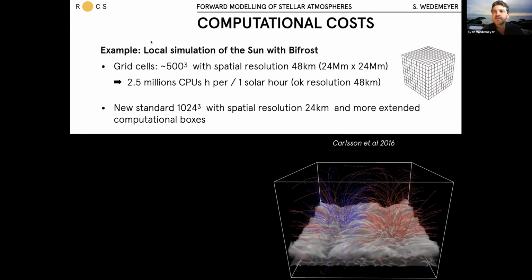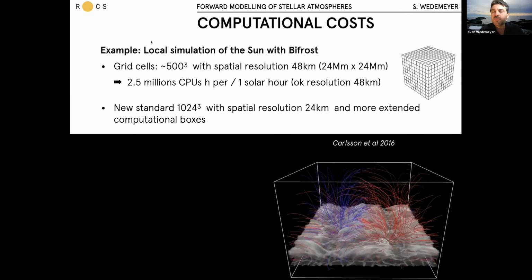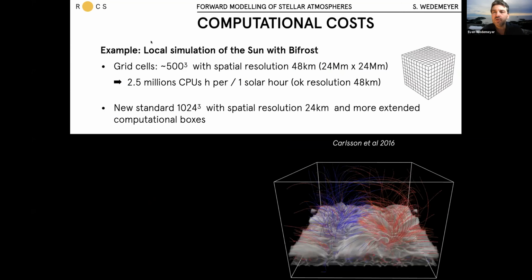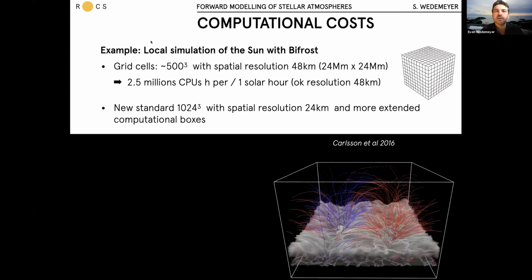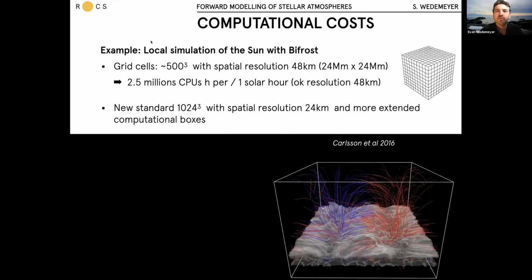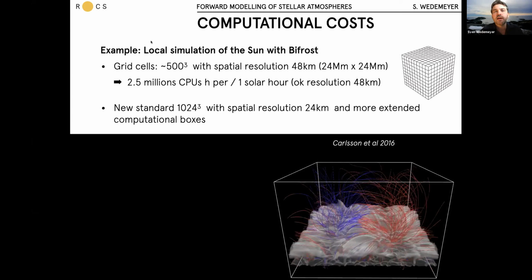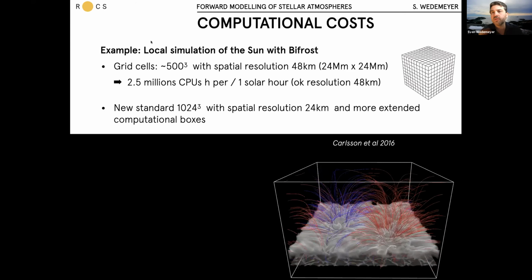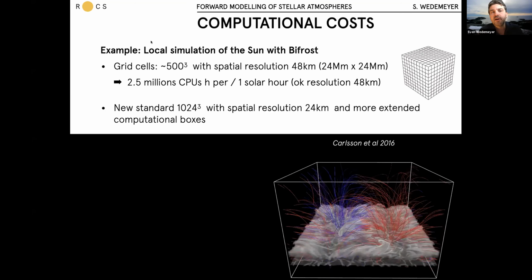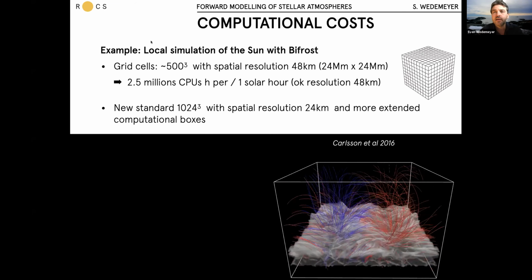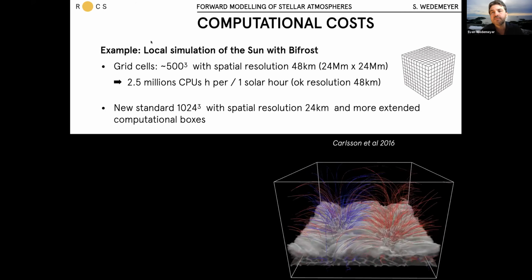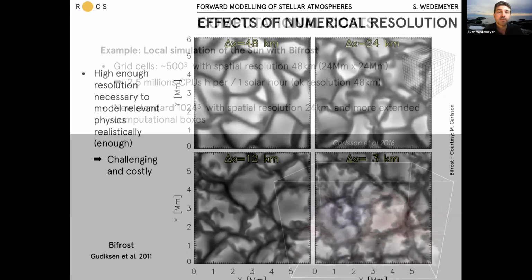Nonetheless, what limits this obviously is the computational demands. The illustration below here is from a Bifrost simulation with about 500 cube grid cells, and just 1 hour of solar simulation time. Then it would be 2.5 million CPU hours, right? And this is not standard anymore. So we have moved further, and so this means this is really costly.